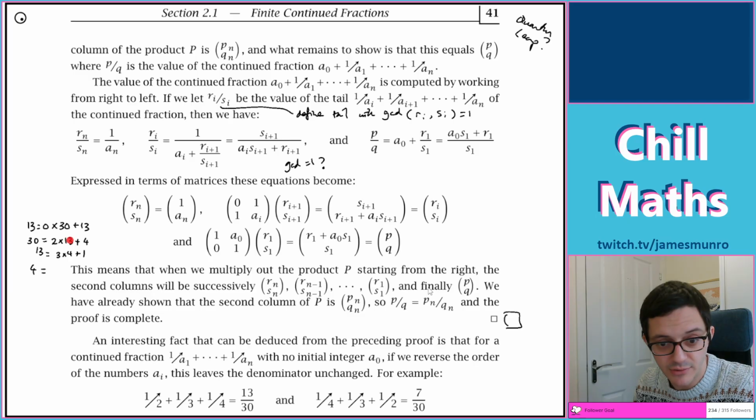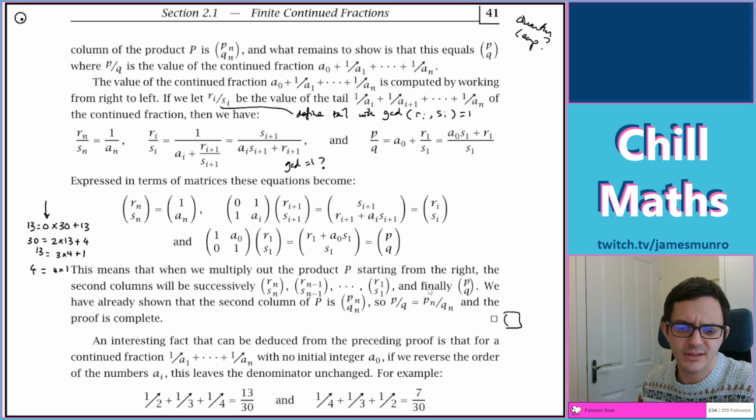So you take these two, 13 and 4, 4 and 1. 4 is 4 times 1. And then this column here of quotients, 0 out the front, plus 1 over 2 plus 1 over 3 plus 1 over 4, close brackets. That's the continued fraction, these quotients in that column there.